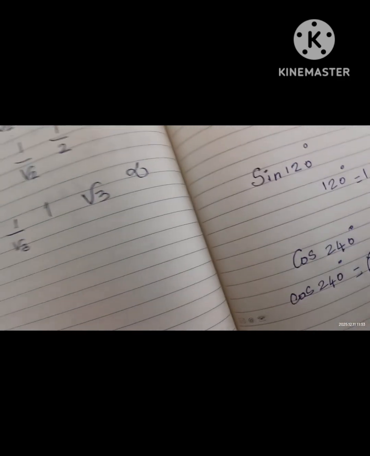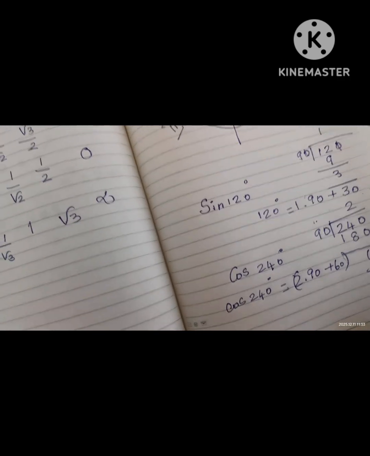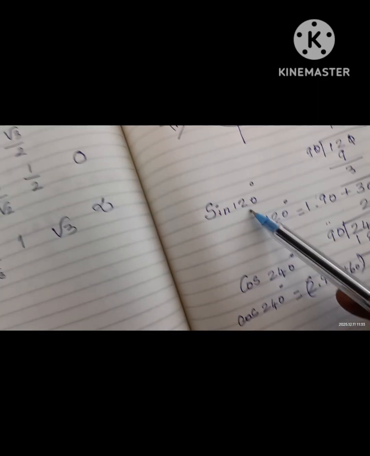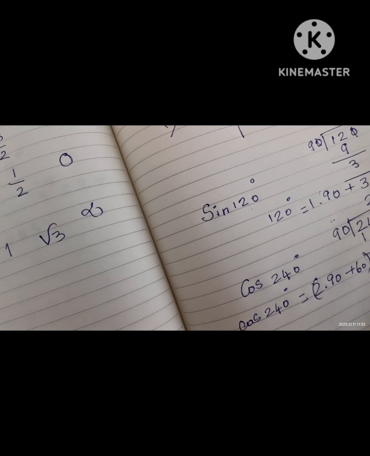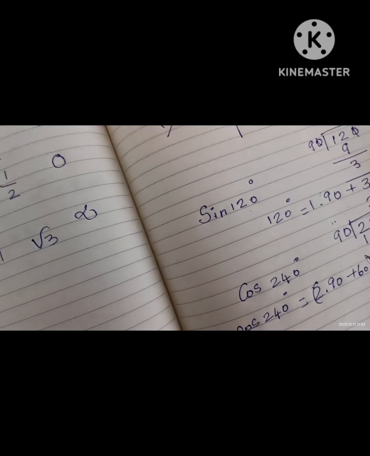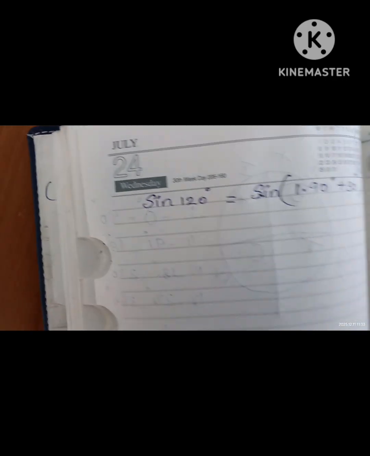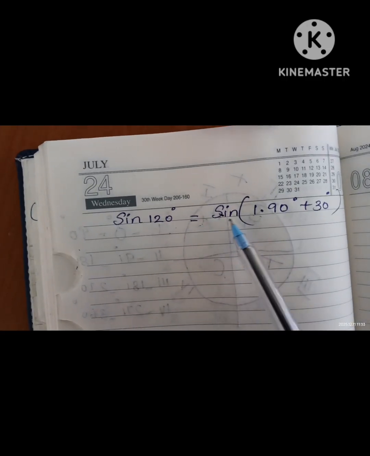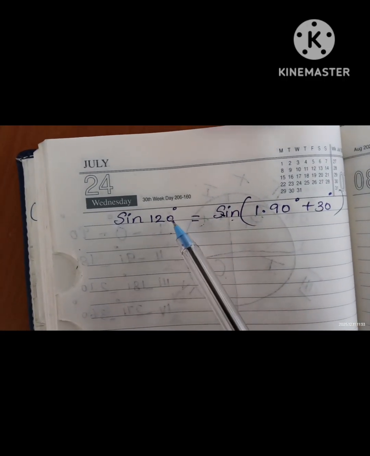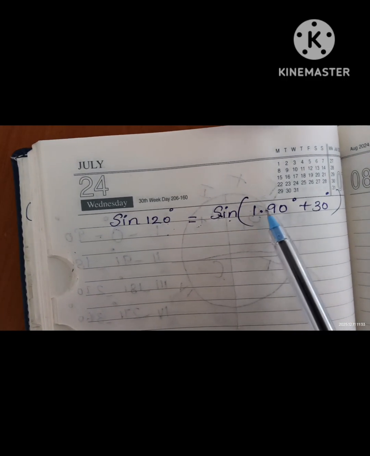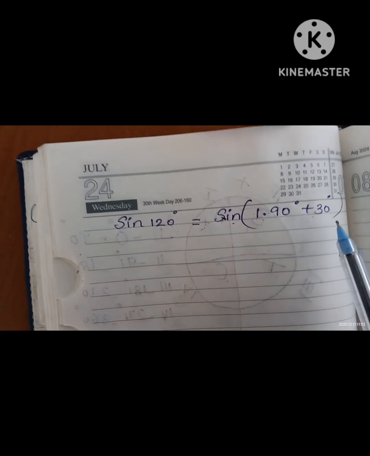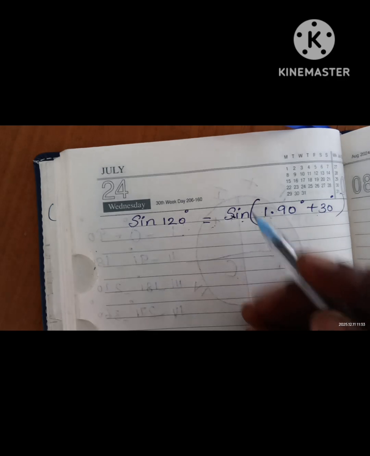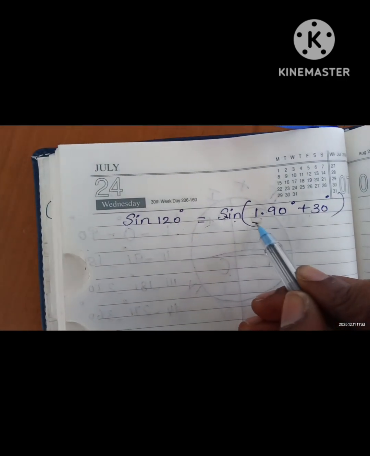Okay. Now, this is the first step. So what is the first step? We have to divide the given angle by 90 degree. This is the first step. So I have written sine 120 degree is equal to sine, instead of this 120, 1 into 90 degree plus 30 degree.